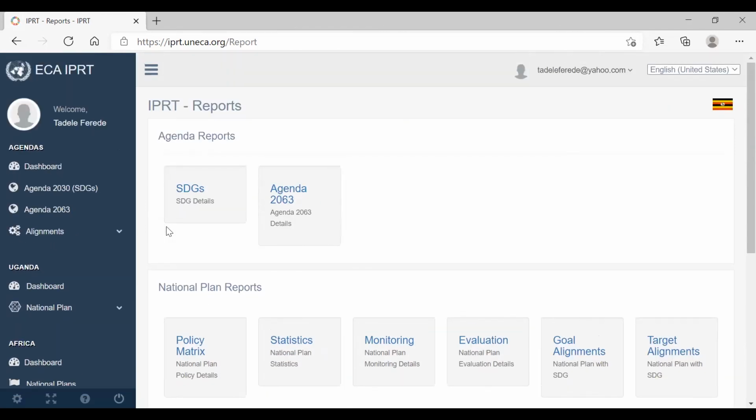So in short, the ECA's integrated planning and reporting toolkit has very attractive features in terms of planning and also reporting.